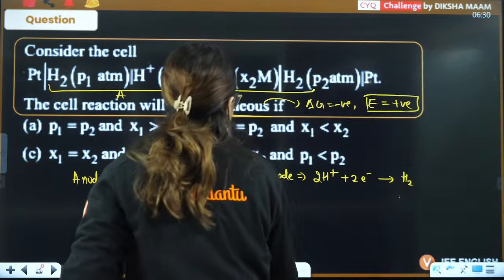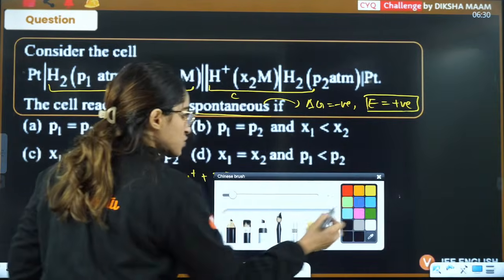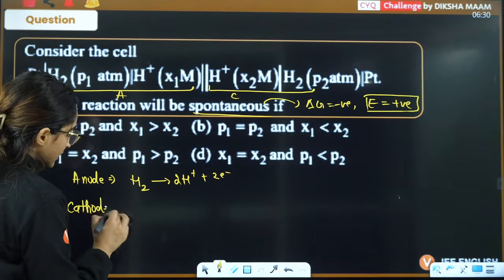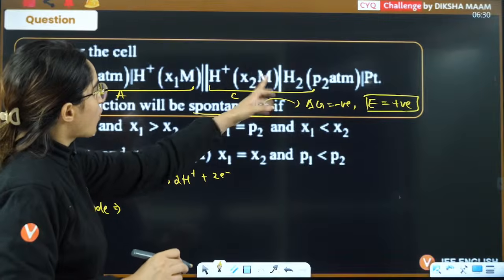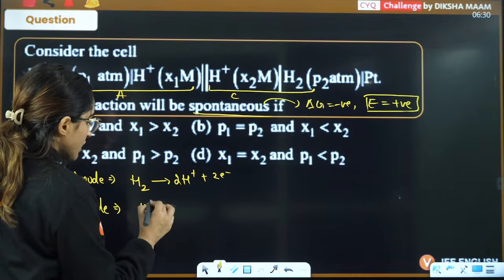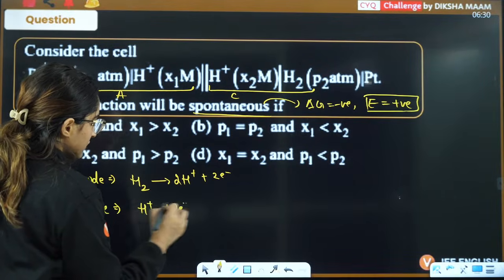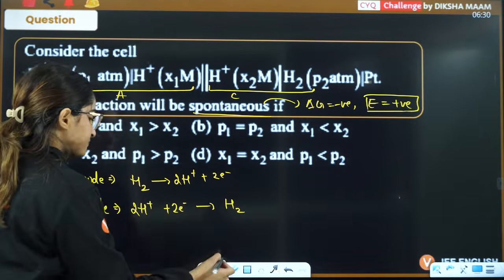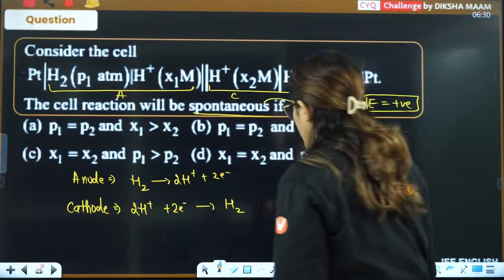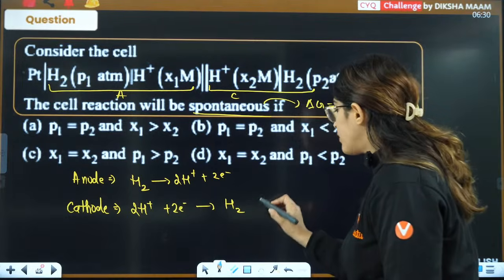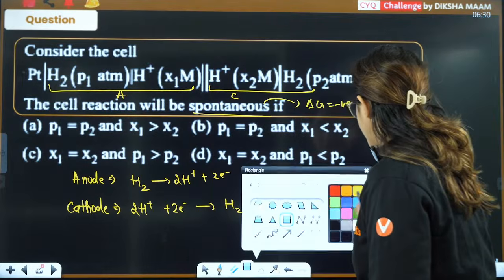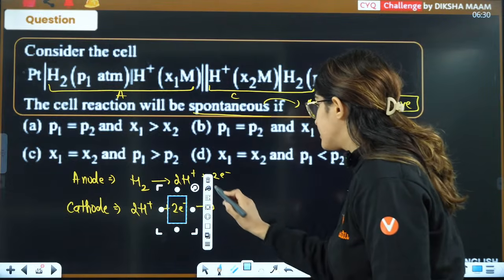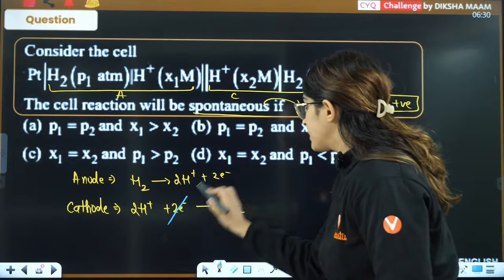You can just write this over here only. At cathode, as you can see, H positive is getting converted to H2 by gaining electrons. So we'll balance this as well. Now, when you make the overall equation, what is it going to be? Tell me. This will be cancelled, this will be cancelled.